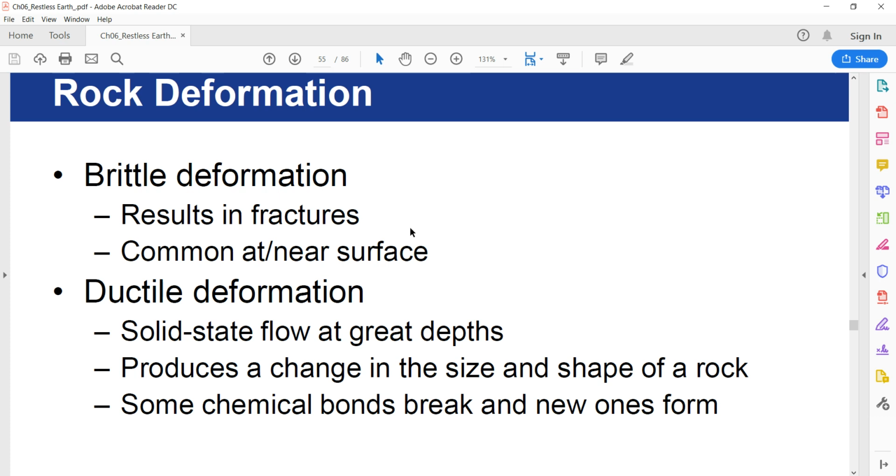Ductile deformation is a solid state flow at greater depths. So this happens in a deeper environment where geothermal temperature is relatively high. It's a hot environment that will try to soften the rock. It produces a change in the shape and size of a rock. So as we saw earlier in that folding example, where the shape and size of the rock changes, some chemical bonds may break and new ones will form. Because the layer, as it is being stretched, pulled apart, the minerals will start breaking and forming new chemical bonds.